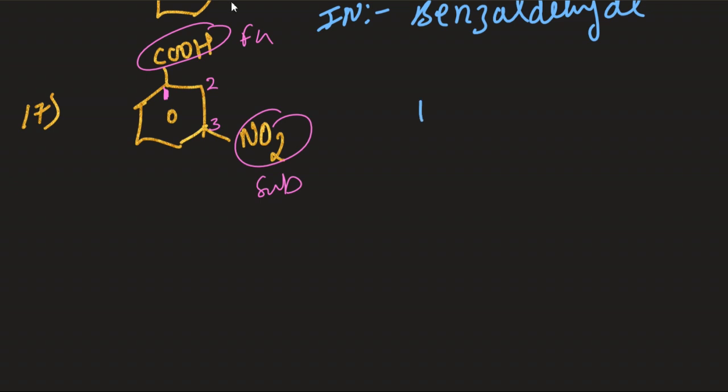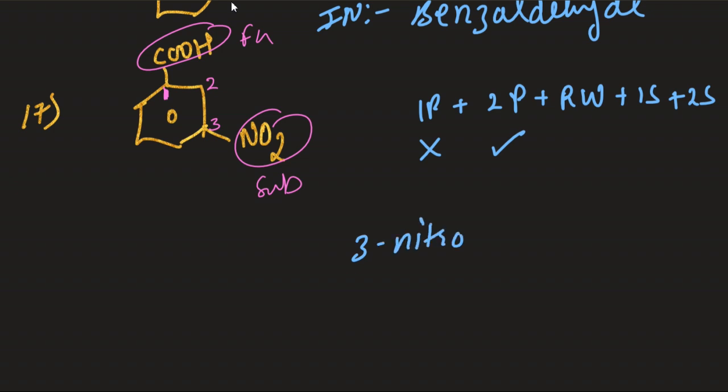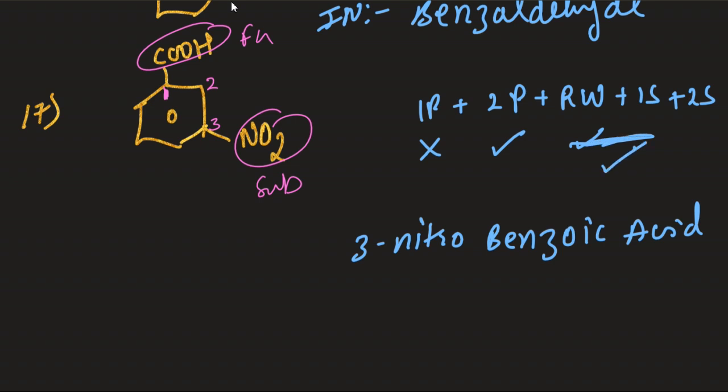So let us see here: primary prefix, secondary prefix, root word, primary suffix, secondary suffix. Primary prefix is cyclo or bicyclo, it's not there. Secondary prefix is there at which position? Third position, so 3-nitro. Next, root word is what? Benzene. So what can we write? 3-nitrobenzoic acid. Root word and primary suffix is benzene, secondary suffix is oic acid.